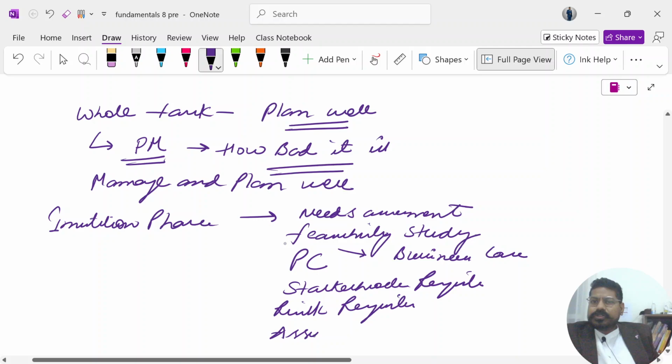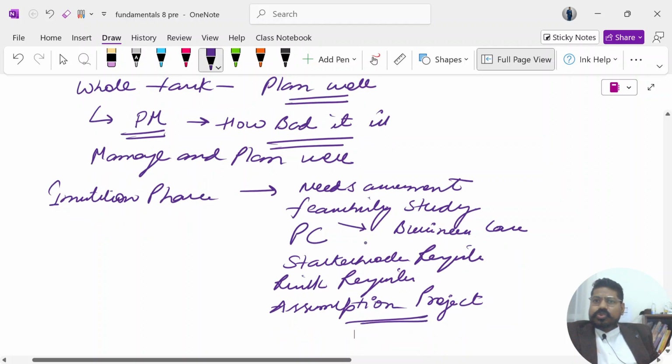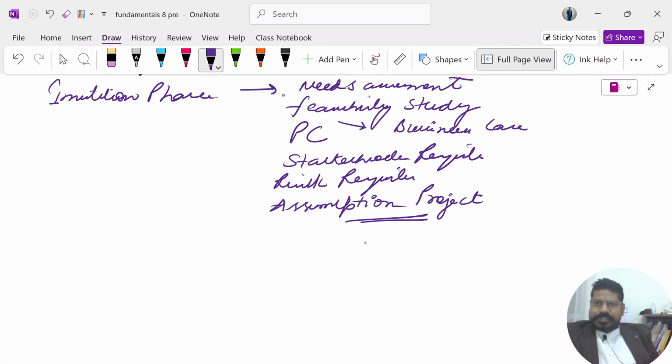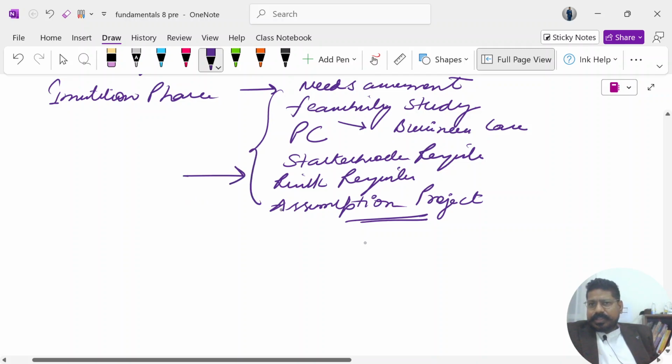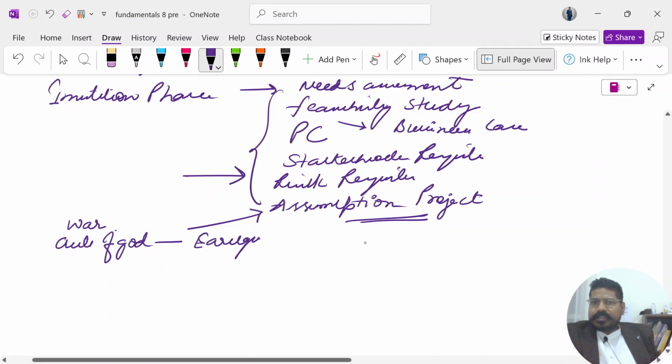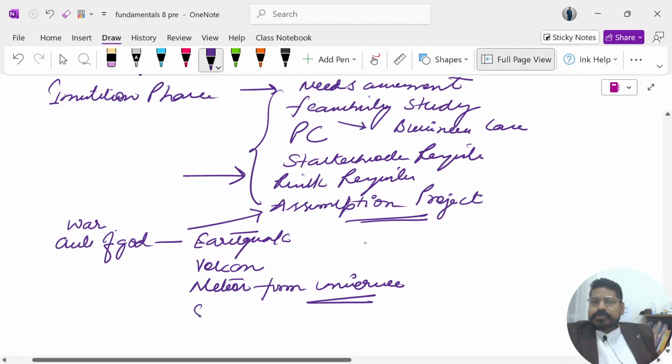assumptions list. You assume a few things about the project, for example, that there will be no natural calamity. You assume that as and when you reach the execution phase, your sponsor will release the money. You assume that there will be no war. You assume there will be no act of God, like an earthquake, like a volcano, like a massive meteor from the universe coming to your place. These things you assume, that the sponsor will be releasing the money.